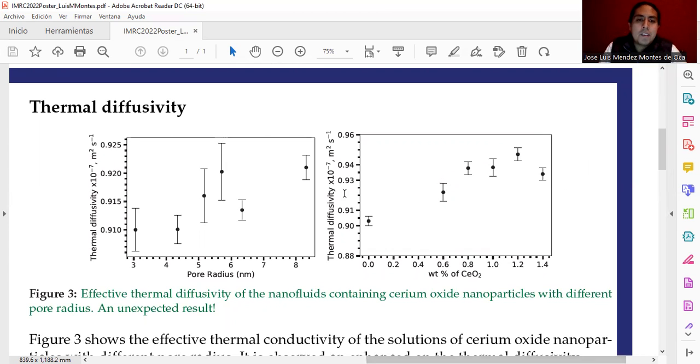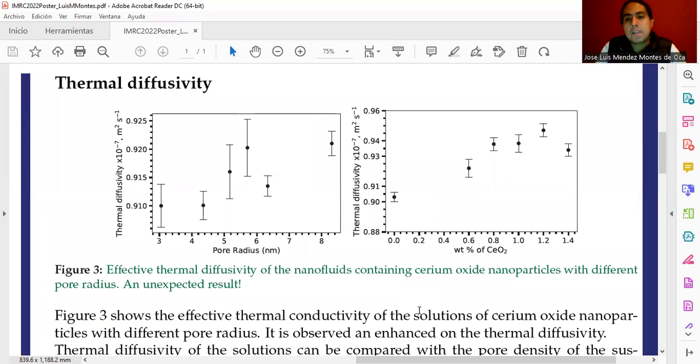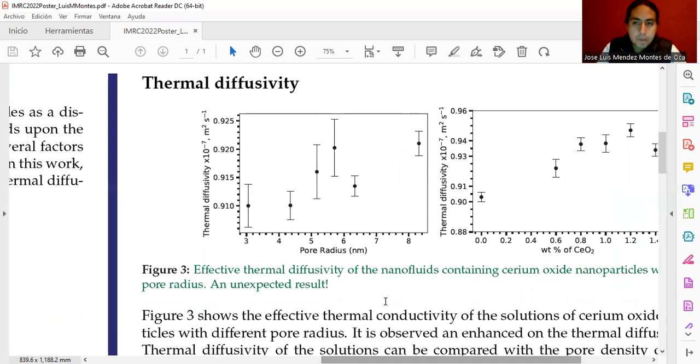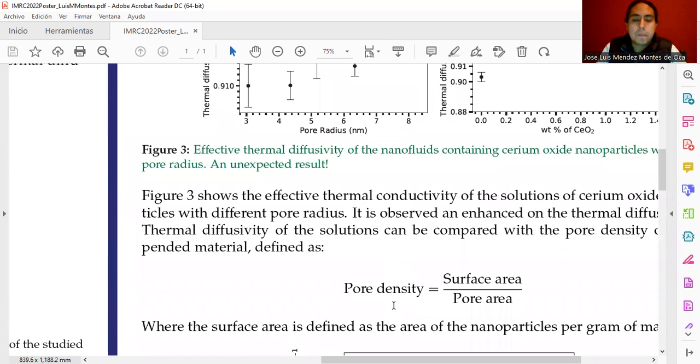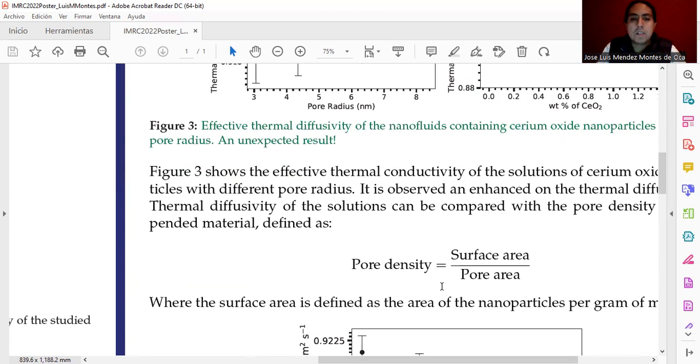This other plot is the thermal diffusivity versus the concentration. It only shows that this kind of nanoparticles of cerium oxide enhance the thermal diffusivity of the matrix. In this case, our matrix is a mixture of ethylene glycol and polymer in order to have a stable suspension.